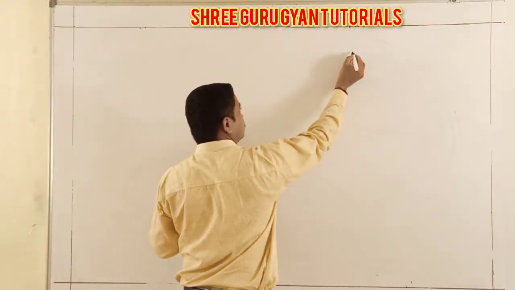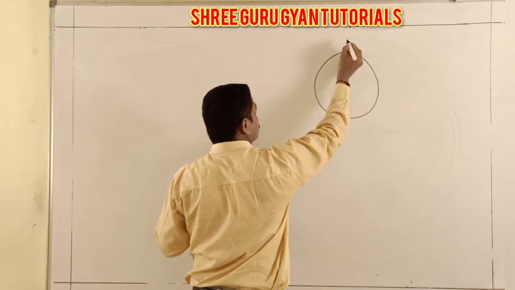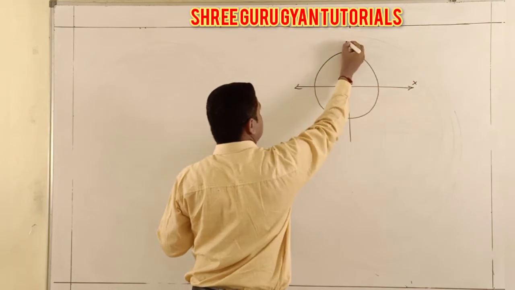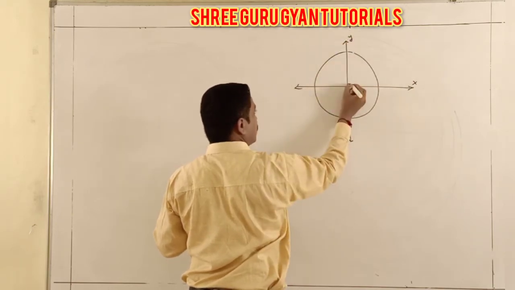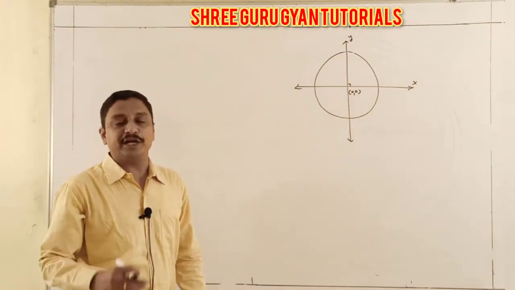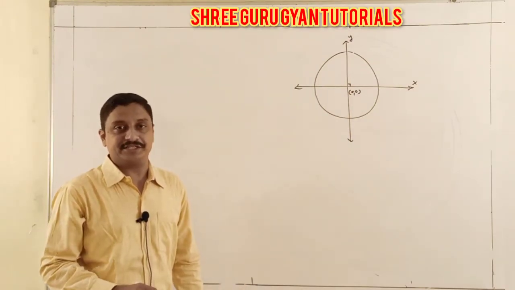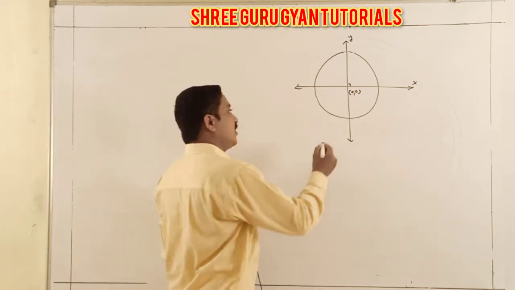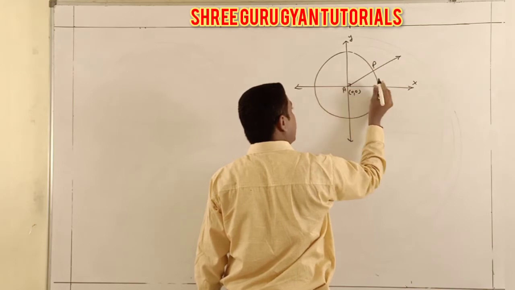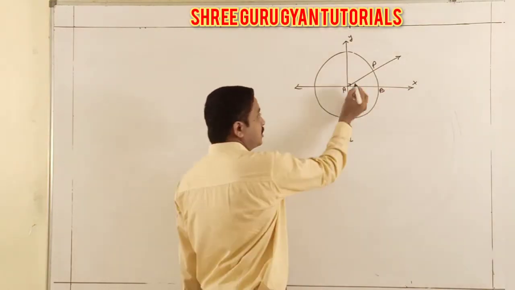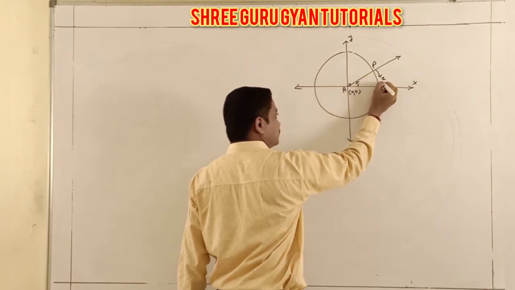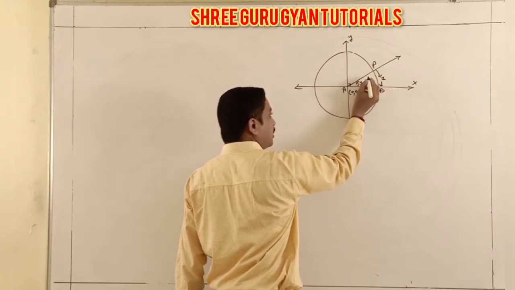Students, this is your circle. Clearly known, it is the x-axis, the y-axis, and here the origin, 90 degree. Now I am going to explain radian measure. If I draw one of the rays PAB here, and if this length is 1 unit, then surely it is 1 radian.